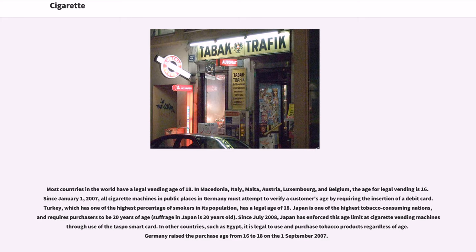Since January 1, 2007, all cigarette machines in public places in Germany must attempt to verify a customer's age by requiring the insertion of a debit card. Turkey, which has one of the highest percentage of smokers in its population, has a legal age of 18. Japan is one of the highest tobacco-consuming nations, and requires purchasers to be 20 years of age. Since July 2008, Japan has enforced this age limit at cigarette vending machines through use of the TASPO smart card. In other countries, such as Egypt, it is legal to use and purchase tobacco products regardless of age. Germany raised the purchase age from 16 to 18 on September 1, 2007.